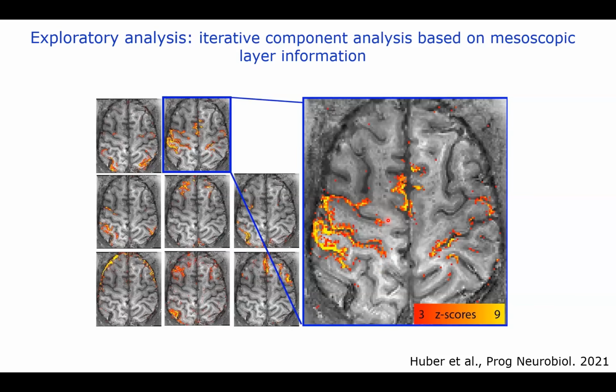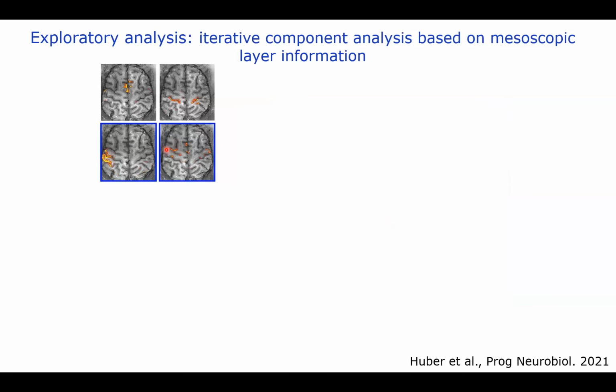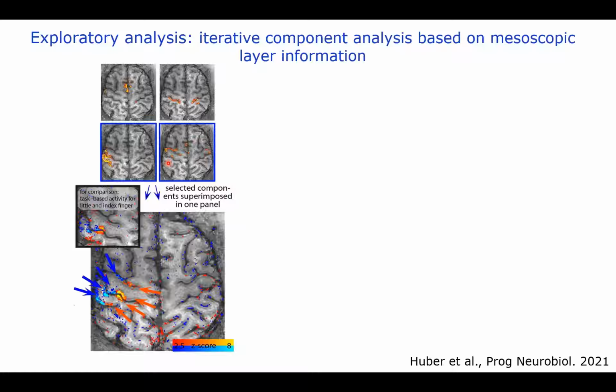But if you do further ICA on these networks, you start to parcellate different regions related to different functions, like hand and face areas. Then if you pull out the hand area, you can do further iterative ICA to divide it into more specific networks. If you compare it with the activation map of index finger and pinky finger, you can see it really aligns with them.